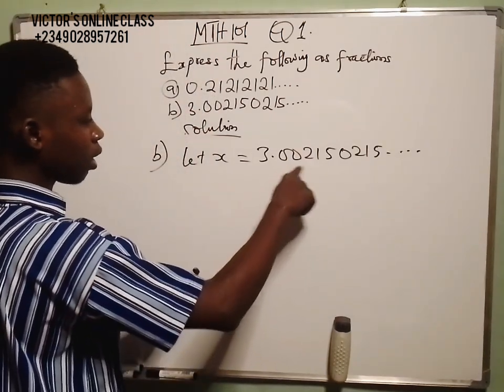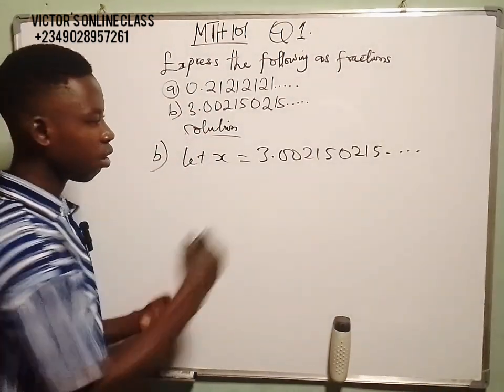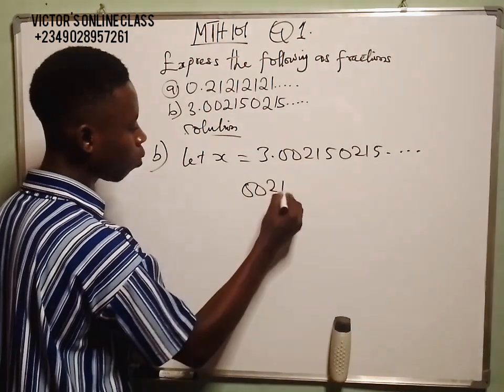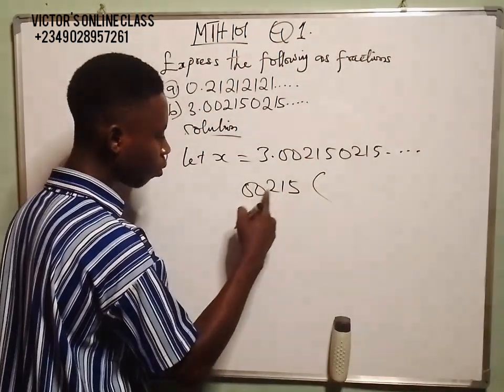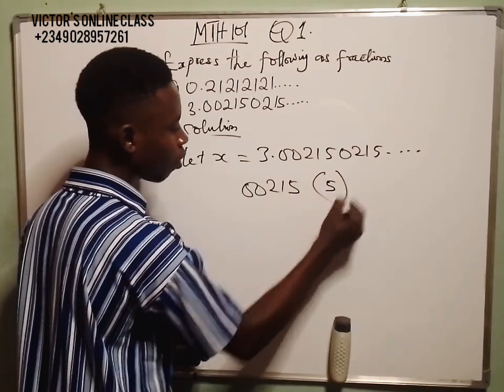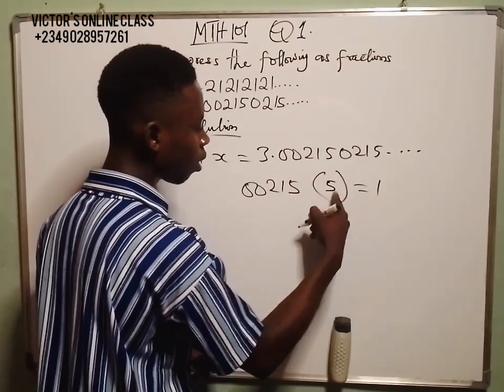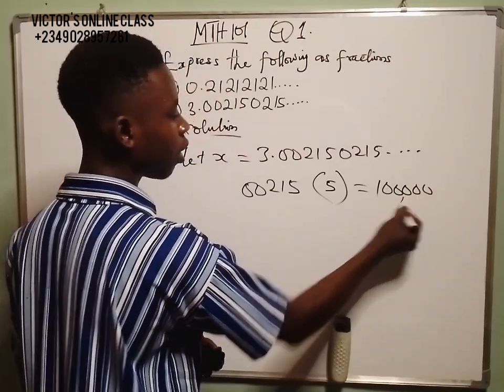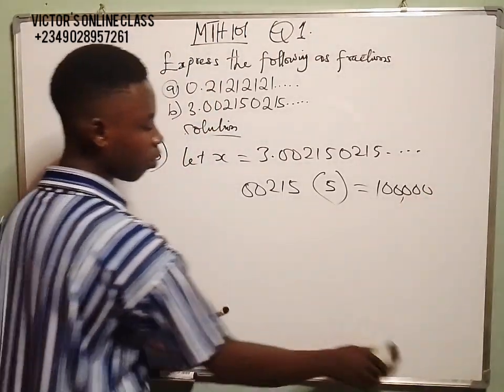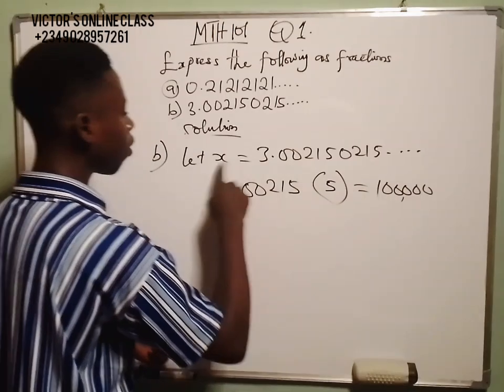Now, how many repeating digits are you having here? You are having 00215, and then the repeating block is how many? 1, 2, 3, 4, 5, which is 5. So you are going to be expressing this as 1, 2, 3, 4, 5 zeros, which is 100,000. Now, what are you going to do? You will be multiplying 100,000 on both sides.